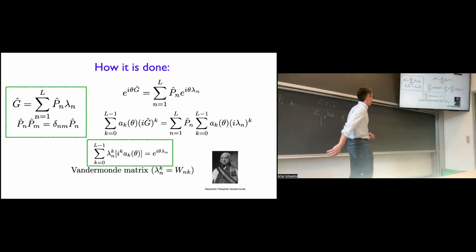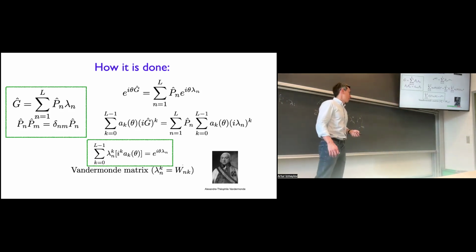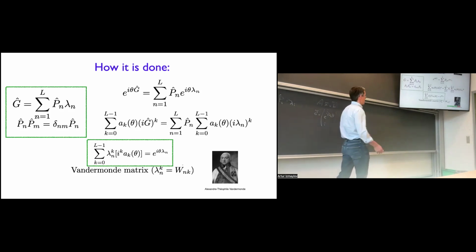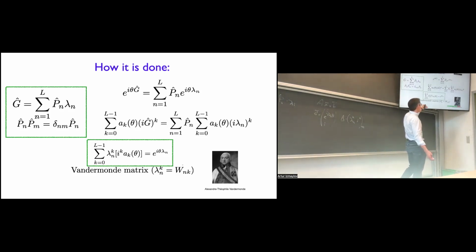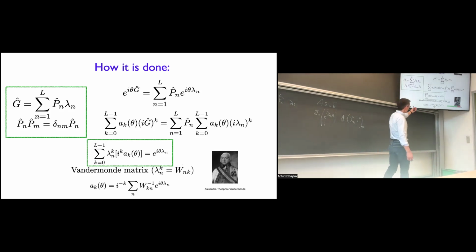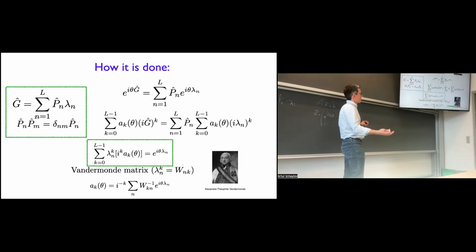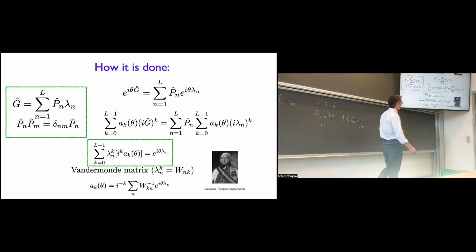This is the Vandermonde matrix, named after a person, and it appears in some other problems as well, mostly interpolation with polynomials. Here you just need to invert the Vandermonde matrix, and if the eigenvalues are different, it is always invertible. So the solution is simply the inverse of the Vandermonde matrix, and you can also put the i there, and this is the expression for the coefficients. So now you know that any exponential function of an operator with a finite spectrum can always be written as a polynomial with coefficients given by this expression.